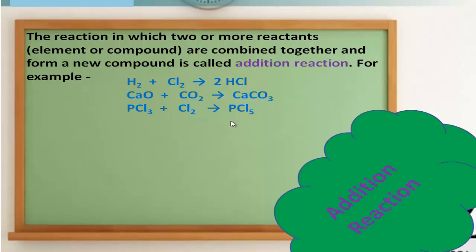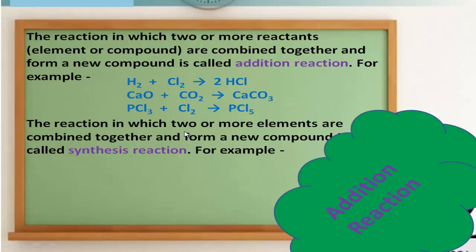Also there is a special type of addition reaction. Follow here. The reaction in which two or more elements are combined together and form a new compound is called synthesis reaction. That means this is also an addition reaction, but here the reactants will only be two or more elements, not compounds. When only two or more elements combine together to form a compound, in this reaction specifically we can call it synthesis reaction, otherwise it is addition reaction.